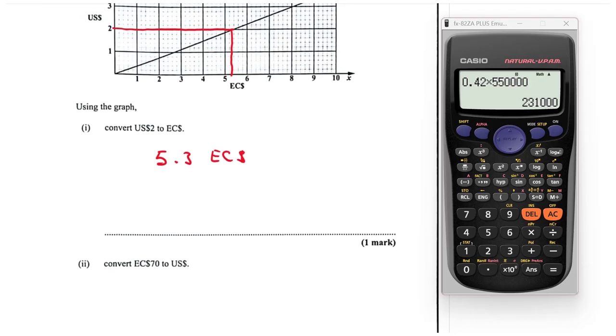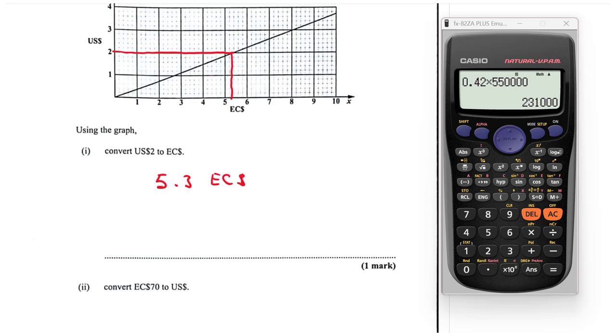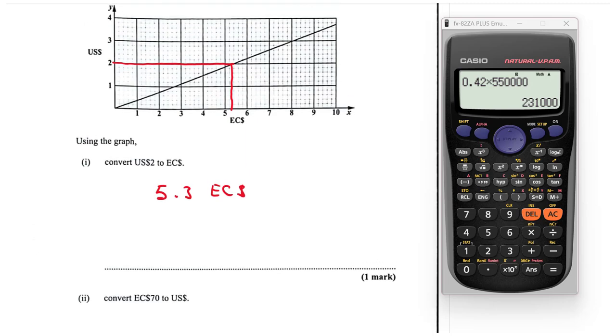Now, let's look at the next one. It says convert EC $70 to US dollars. Let us go up to our graph. On this, we are not seeing $70, but what we can do is look for $7 first. Let's look for $7 EC dollars right here. So we're going up.